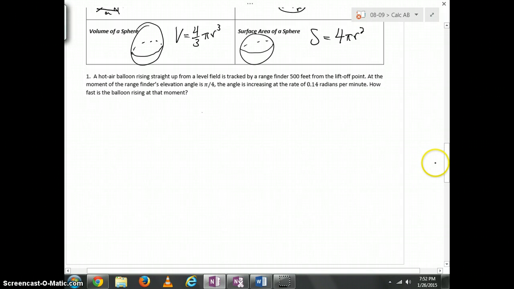This problem says a hot air balloon rising straight up from a level field is tracked by a rangefinder 500 feet from the liftoff point. So we've got a balloon, and you can even call this point B if you'd like. It's moving upwards. It's rising up. Its height or its distance from the ground is not fixed. It's going upwards.